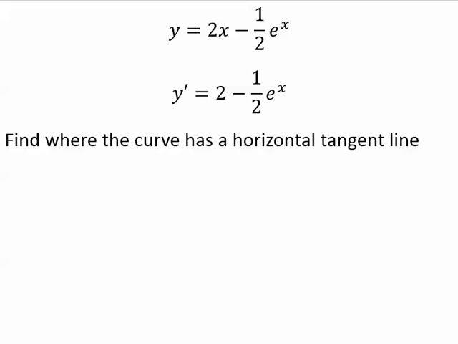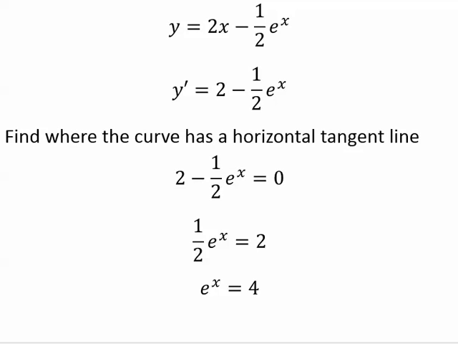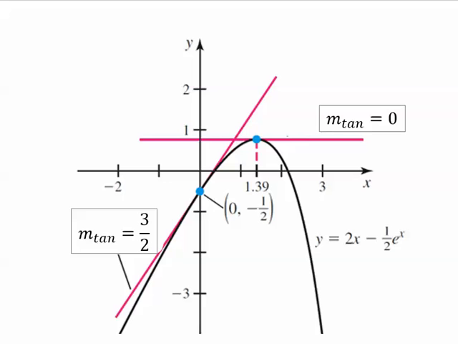Let's find where the curve has a horizontal tangent line. To do that, I set my derivative equal to 0. Solve for e to the x. After you solve for e to the x, take the log of both sides. You find that x is log 4, or about 1.39. We found that at x equals 0, the slope of the line tangent to the graph is equal to 3/2. We also found where we have a horizontal tangent line at about 1.39, log 4.